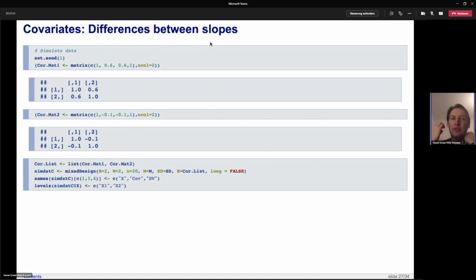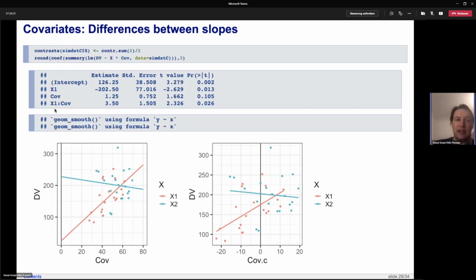We already had this in the very first session, that there's an interaction between a group and a covariate. And we can simulate data for such a situation using the same mixed design command, but now we don't specify a fixed level for the correlation between the two groups, but we specify a list here where for each group you enter a correlation matrix. And in one group, let's assume there's a positive correlation between the covariate and the dependent variable of 0.6, and the other group has a negative correlation between the covariates. I can show you how the resulting data look like.